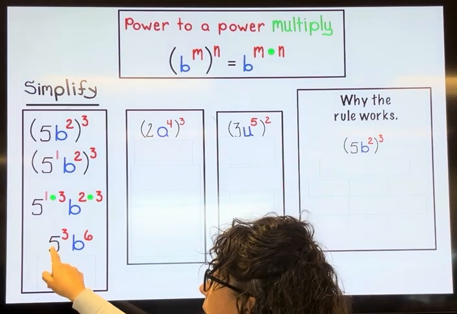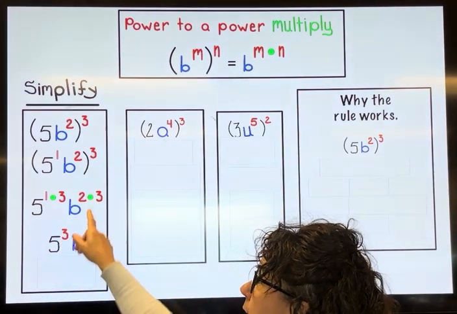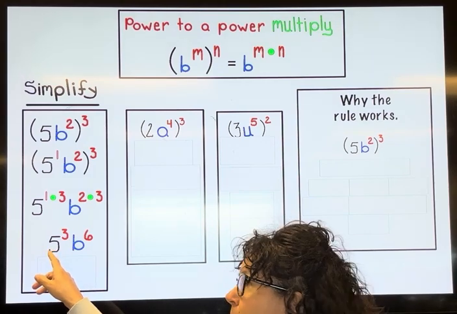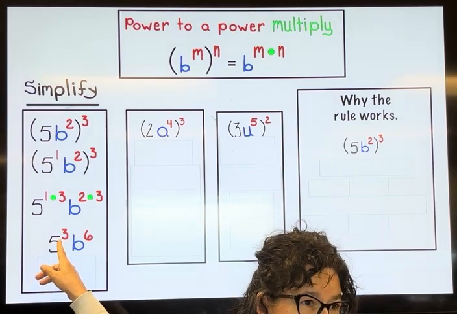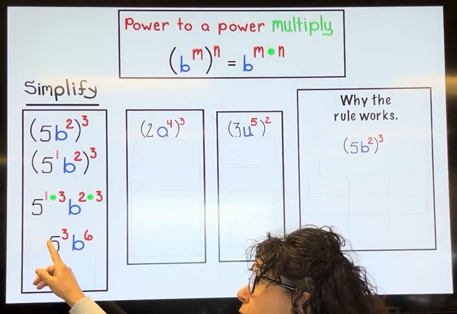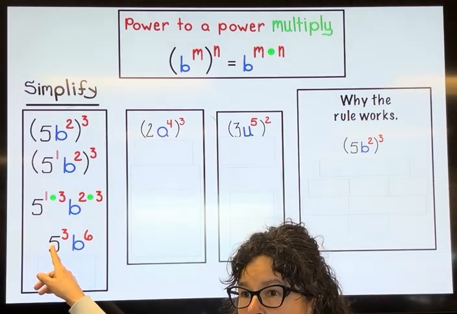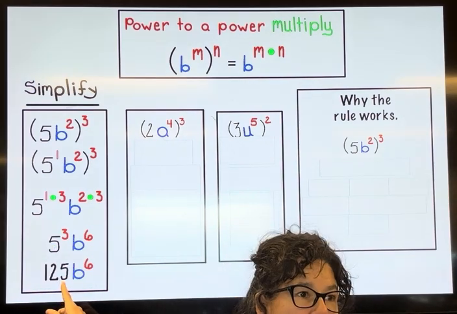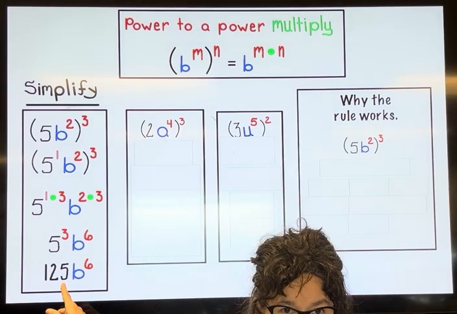So I have 5 to the power of 3 and b to the power of 6. Go ahead and multiply that together. Reminder, that does not mean 5 times 3. This is 5 times 5 times 5. So 5 times 5 is 25, and 25 times 5 is 125. So this is 125 b to the 6th.